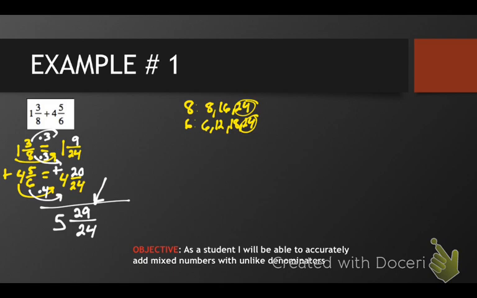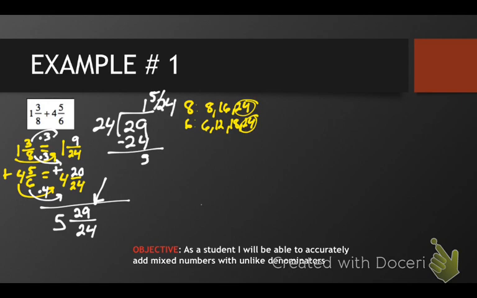Okay, 29/24 is improper, so we need to fix it. Okay, so in order to fix that, you have to put that in a division problem. Okay, so we're going to convert it. Okay, 29 divided by 24. 24 goes into 29 one time. 1 times 24 is 24. We subtract and we get 5. So you have 1 and 5/24.